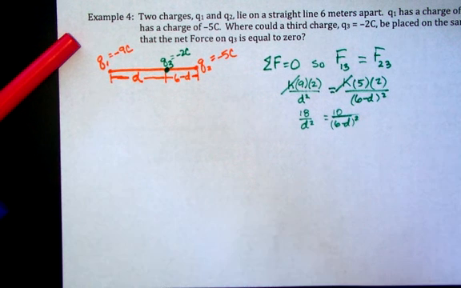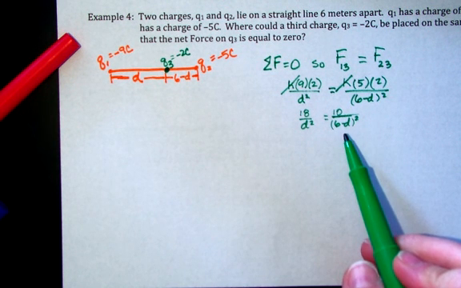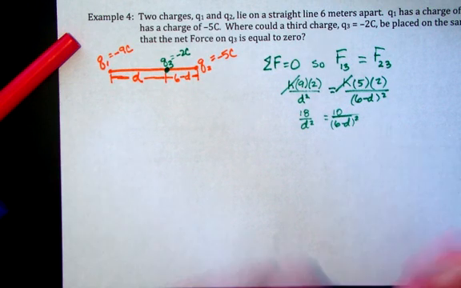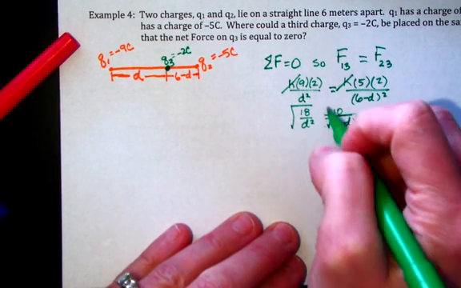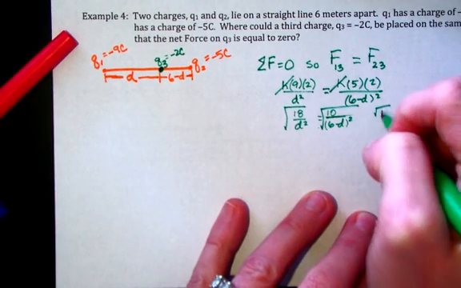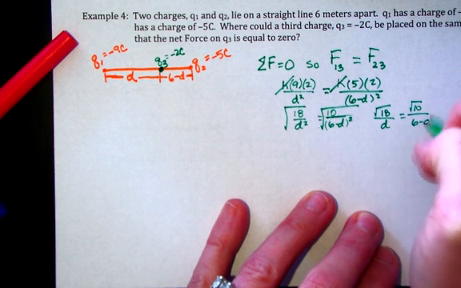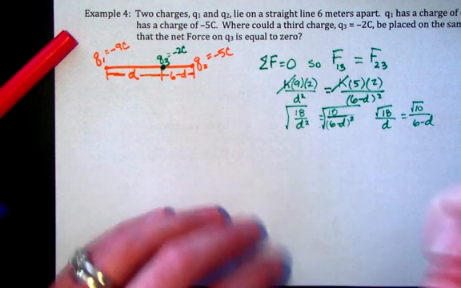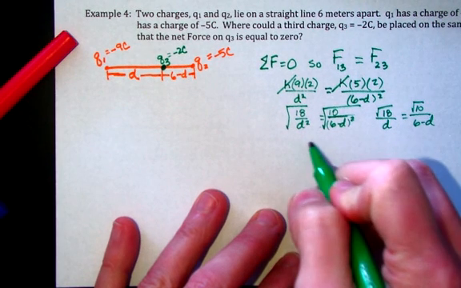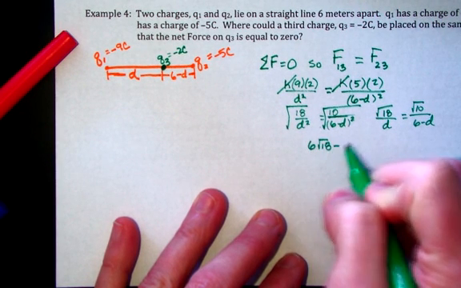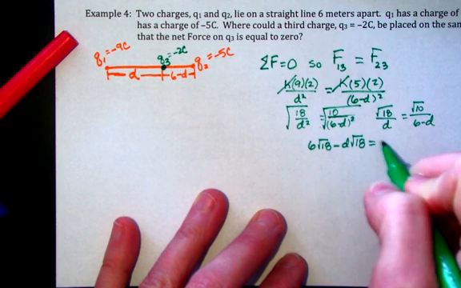What would be the next step? I'm going to do one thing before I do that. We could either distribute this part, or what would be easier? Take the square root of both sides. So I'm going to start by doing that. Then we're left with root 18 over D equals root 10 over 6 minus D, and now's a great time to go ahead and cross multiply. So when we cross multiply, we get 6 root 18 minus D root 18 equals D root 10.